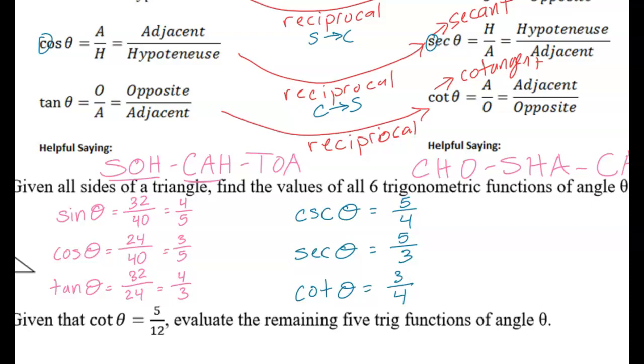Aren't secant and sine the same thing? No. They're clearly not. Look at it: secant of theta is 5/3, sine is 4/5.